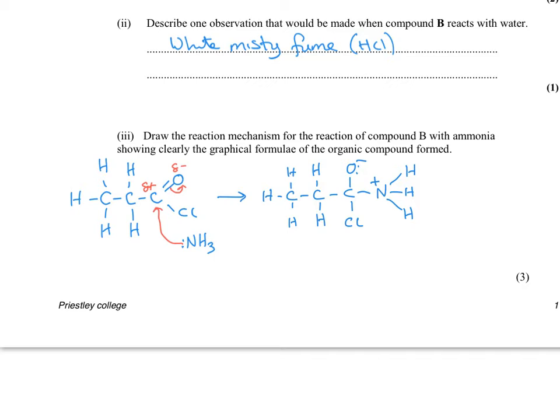We now need to resolve it. So the first thing that's going to happen is this is going to come back down to reform the double bond. This bond is going to break and chlorine is going to take the electrons, and one of these bonds will break and the electrons will go on to nitrogen. It's important in this case to make sure we draw the final structure, because it specifically states, showing clearly the graphical formula of the organic compound formed.